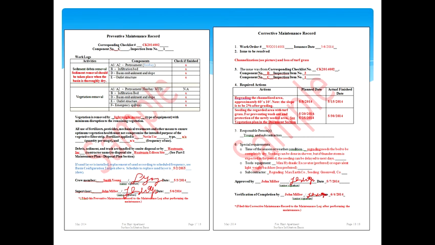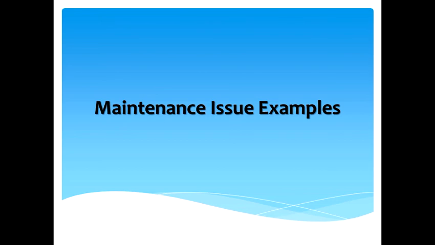The field manual also contains the preventive maintenance record and the corrective maintenance record. The maintenance personnel can record the work performed and any issues to be followed up on. Now let's see some photos of some common maintenance issues and how to correct them.